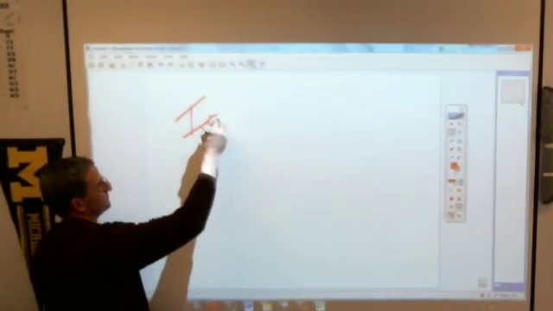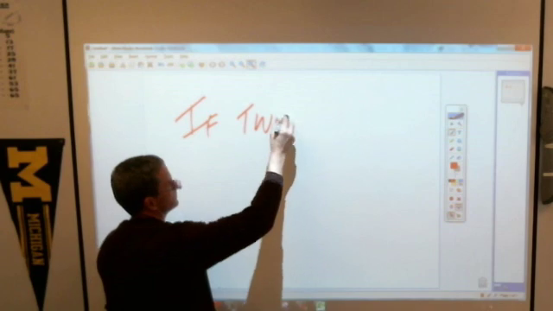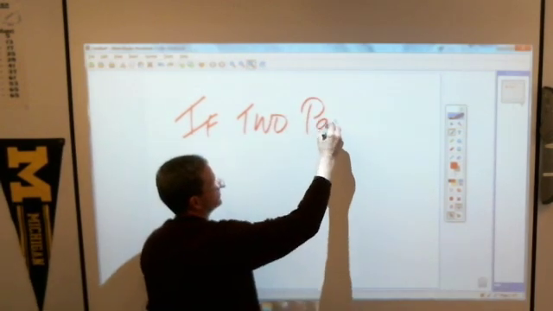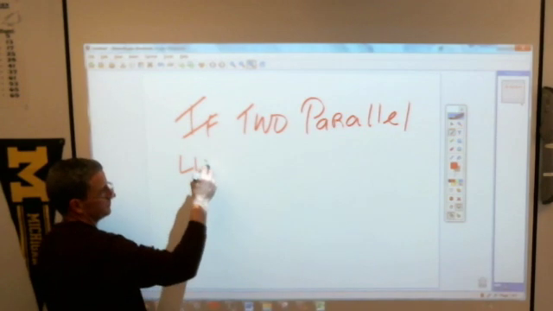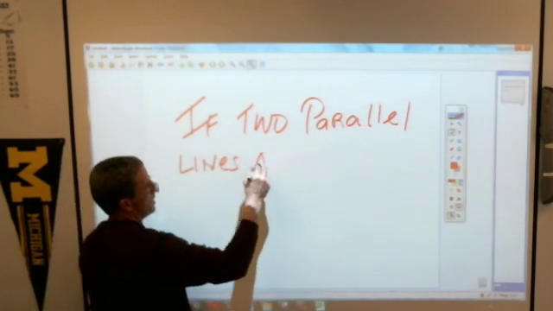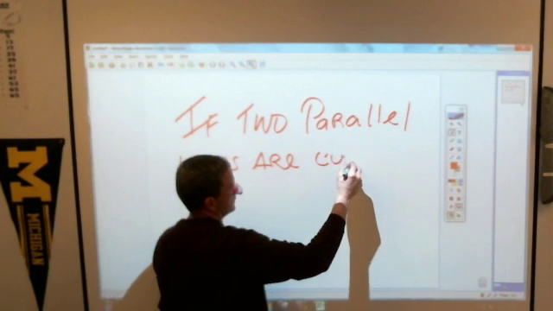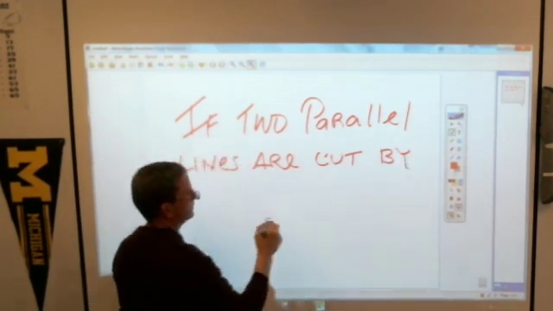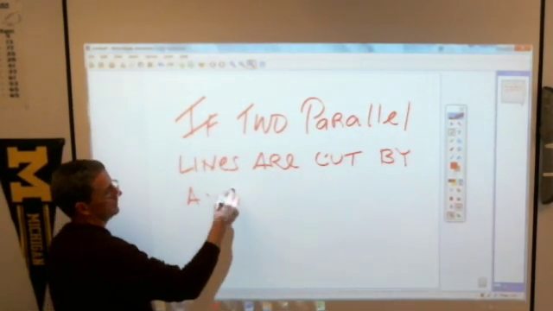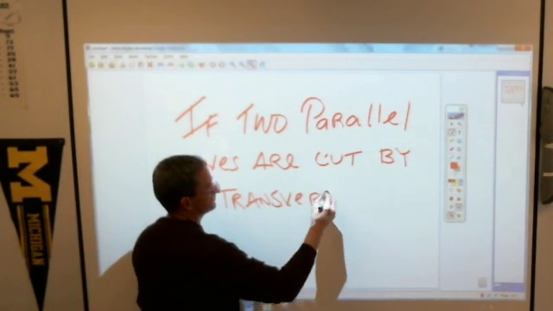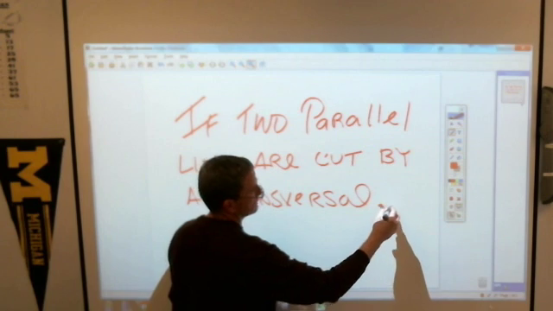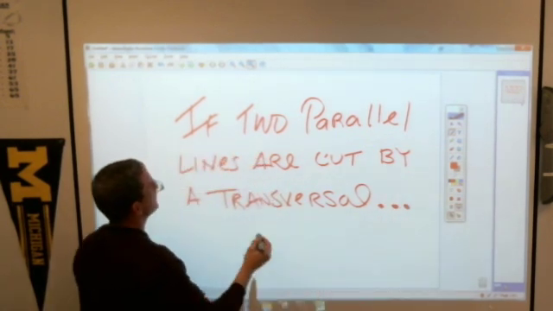If 2 parallel lines are cut by a transversal, and then dot, dot, dot.